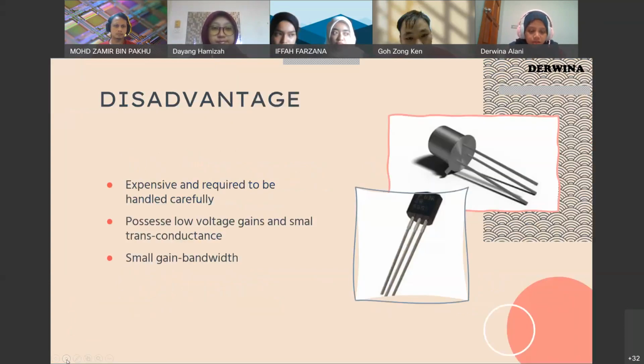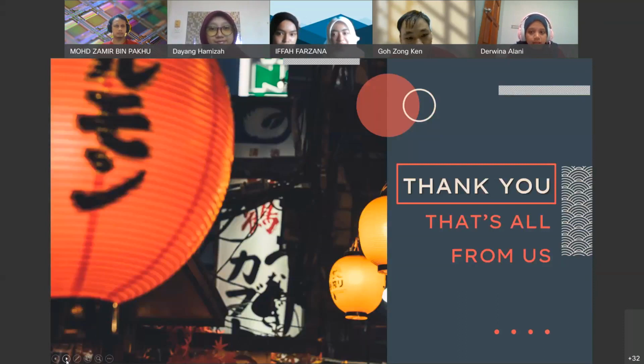Okay, the disadvantage of JFET is that it's expensive and required to be handled carefully. It possesses low voltage gain, small transconductance, and a small gain bandwidth. Okay, I think that's all from us. Thank you.